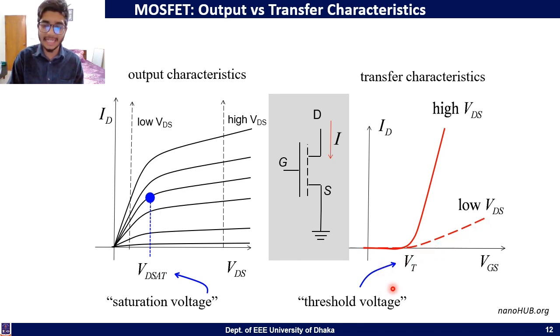We can also see that there is another voltage in the transfer characteristics curve called the threshold voltage. The thing is, we need a minimum amount of input voltage to turn on the MOSFET, or to turn on the device. This minimum amount of voltage is called the threshold voltage. If we apply an input voltage smaller than this voltage, then the device will not be turned on. Okay, so this is a very important parameter in the case of a MOSFET.